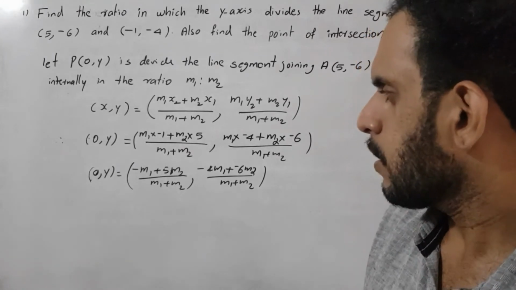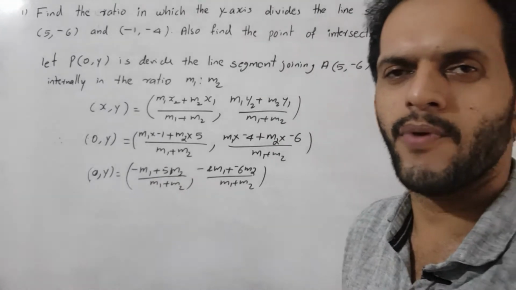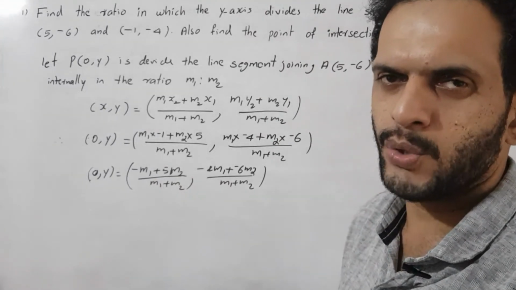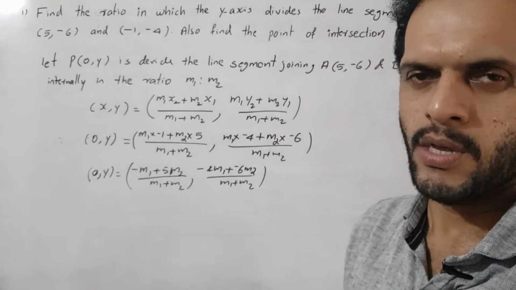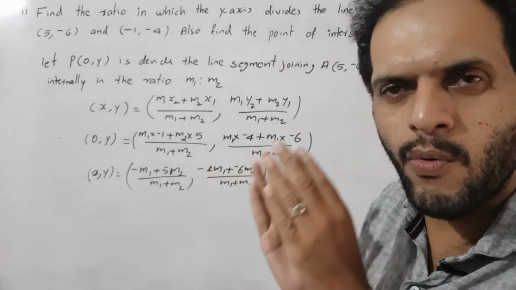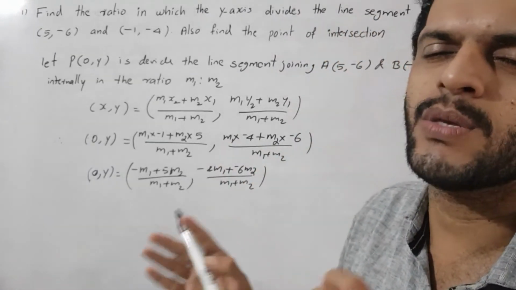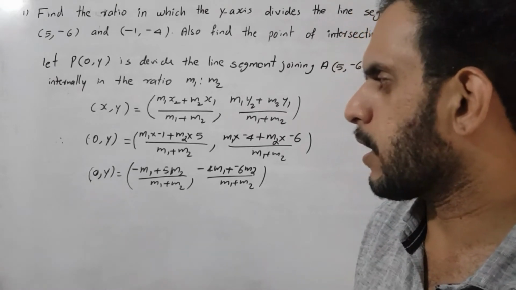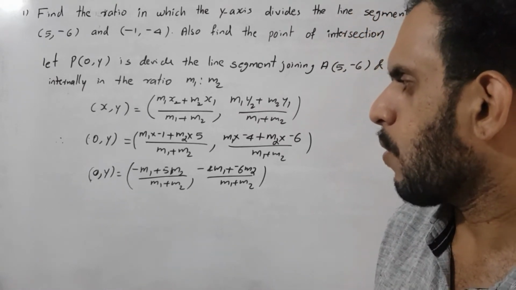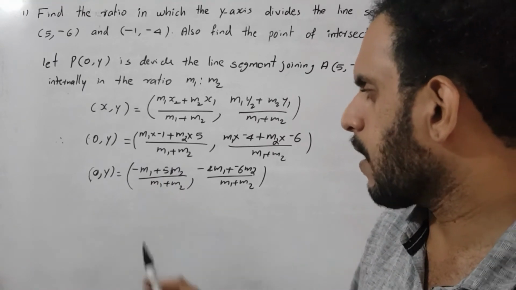Then what is the next? If we choose the y coordinates being equal, it's not possible to find the ratio, correct? Why? Because we don't know the value of y. Then for finding the value of m1 and m2, we choose here the x coordinates being equal. Then what are they? 0 and (-m1 + 5 m2) / (m1 + m2).